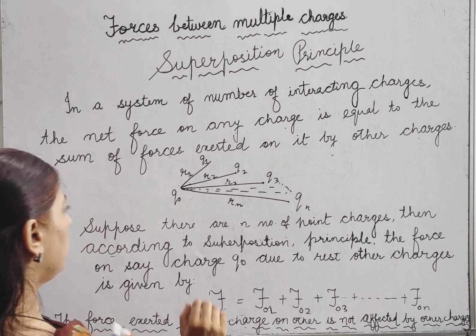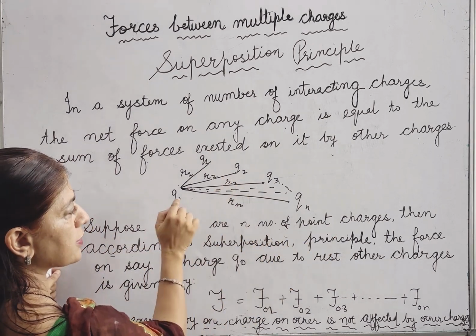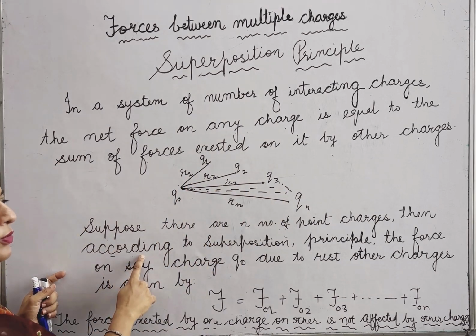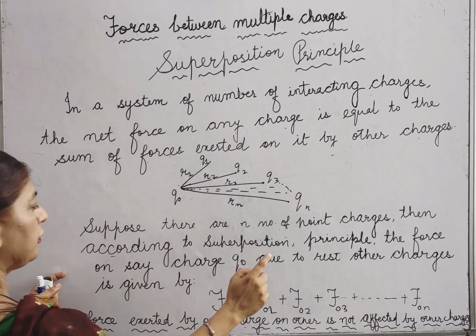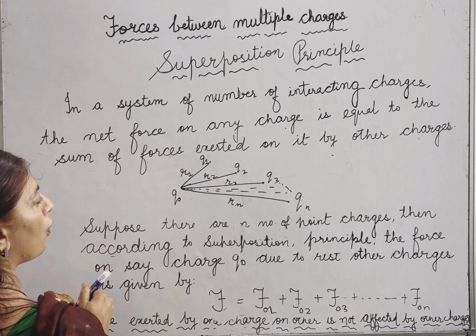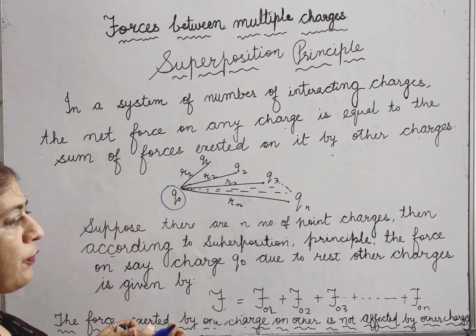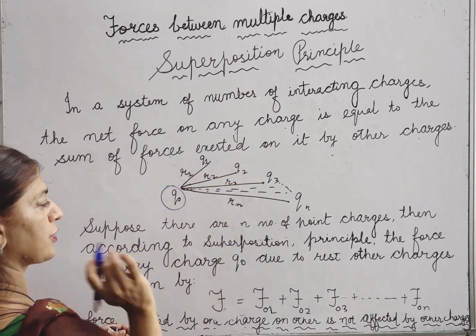So, this is what is there. Suppose there are n number of point charges, that is Q0, Q1, Q2 up to Qn. Then according to the superposition principle that I have stated earlier, we have considered Q0 as the point charge where we are going to find out the total force because of these charges.